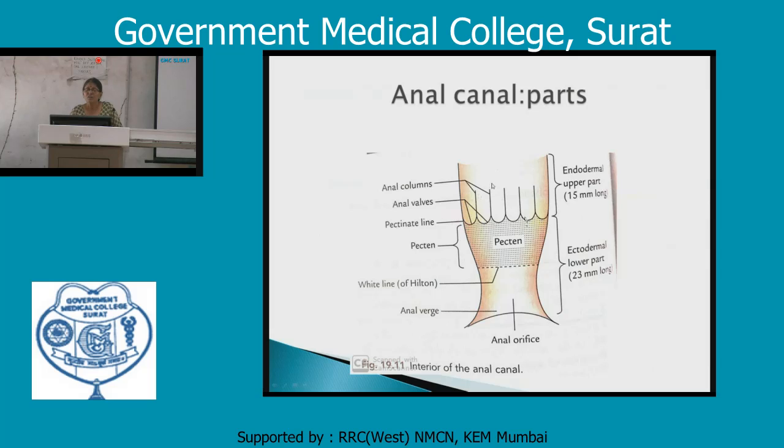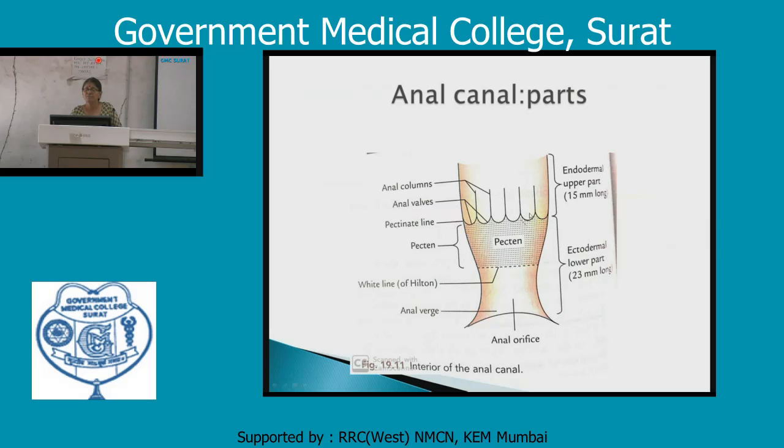So let us first see this upper part of the anal canal, 15 millimeter long. You can see some structures, vertically running mucosal folds. They are seen in the upper part. They are anal columns. These anal columns join with each other inferiorly, and they are known as anal valves. And at these anal valves there is the pectinate line.